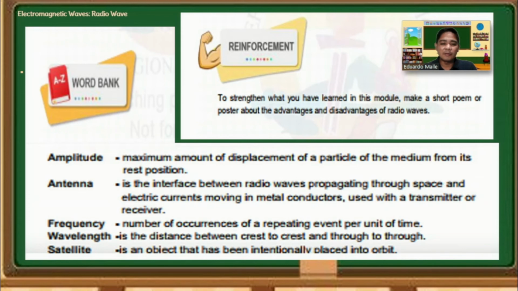Frequency is the number of occurrences of a repeating event per unit of time. Wavelength is the distance from crest to crest and trough to trough. Satellite is an object that has been intentionally placed into orbit. That is the so-called artificial satellite, because when they say natural satellite, that is pertaining to our moon.